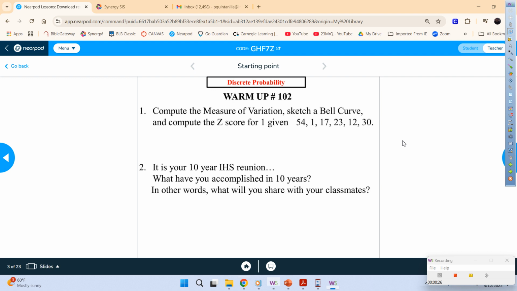Also, problem number 2 reads, it is your 10-year IHS reunion. So think further to 2035. By then, I think we're going to be flying in cars or something. What have you accomplished in 10 years? In other words, what will you share with your classmates? Ten years is a long time. Something to think about. Try to keep those in mind. So make sure you share. Send that in as soon as you can.